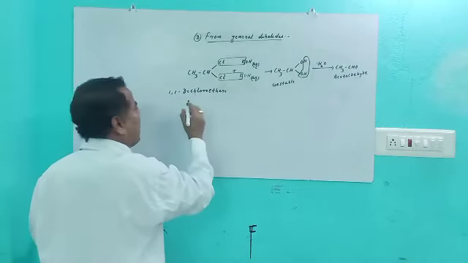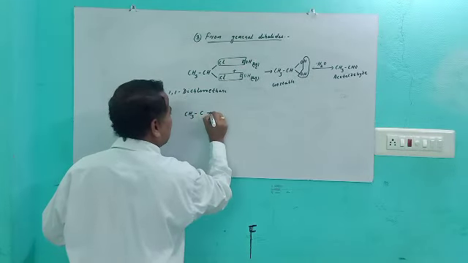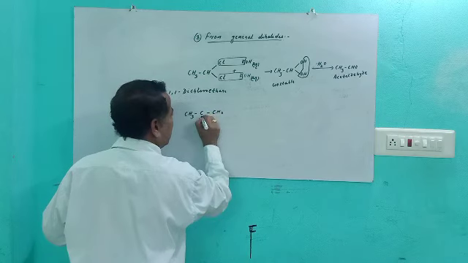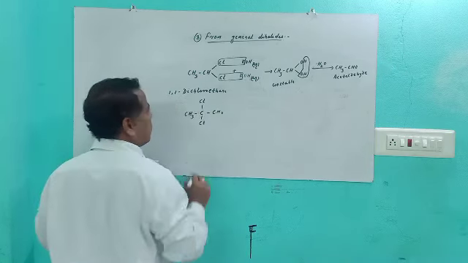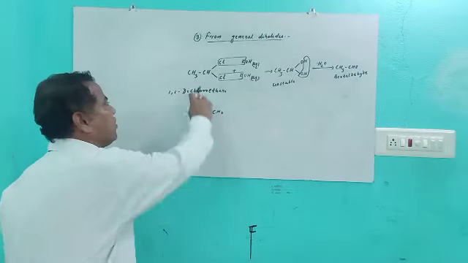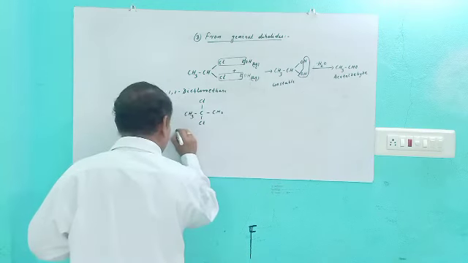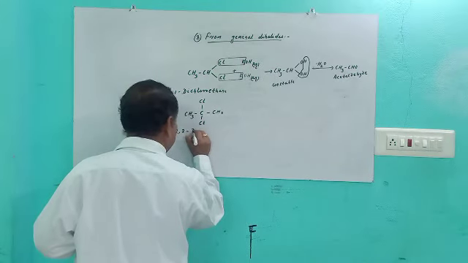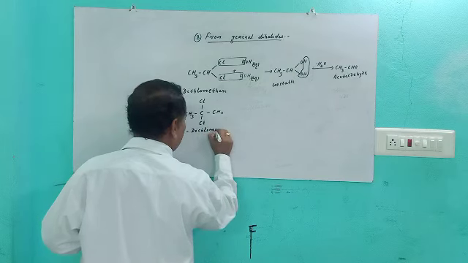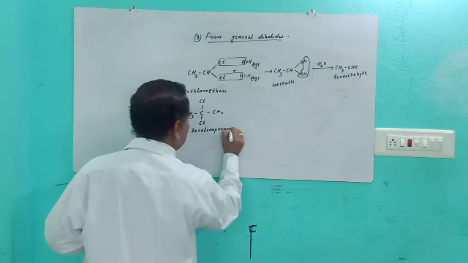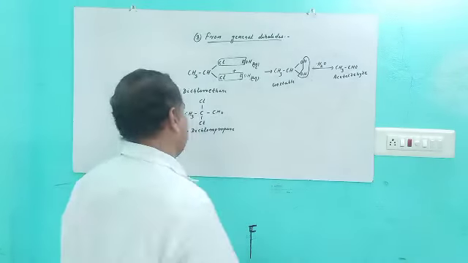If you take a non-terminal geminal dihalide, suppose you take CH3-CCl2-CH3. These two chlorine atoms are directly linked to the middle carbon, so it is also a geminal dihalide. It is 2,2-dichloropropane. The first one, 1,1-dichloroethane, is terminal, while this one is a non-terminal geminal dihalide.